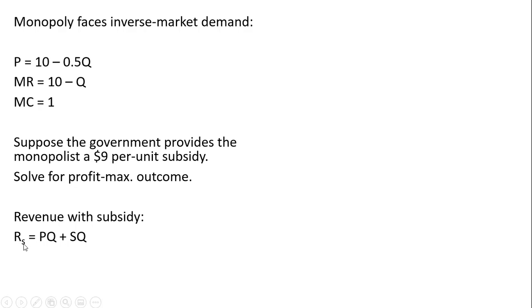So revenue with the subsidy, and that's what this subscript S represents, is the price times quantity, so just regular revenue, plus the revenue associated from the government subsidy, where S will represent the $9 per unit subsidy times the number of units that the monopolist produces. So going on top here, we're going to substitute in for P the 10 minus 0.5 Q, and that's all multiplied by Q. And then we have the revenue associated from the per unit subsidy, the amount of the subsidy times Q.